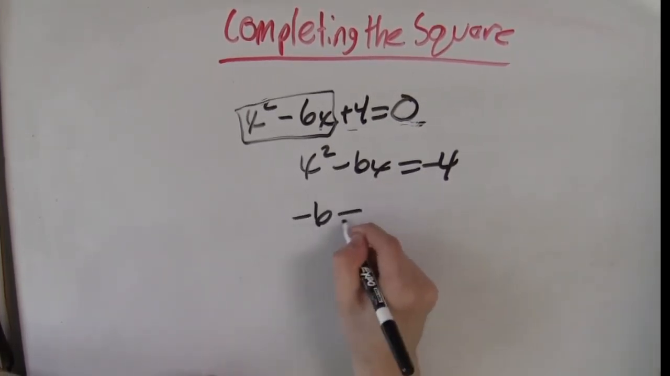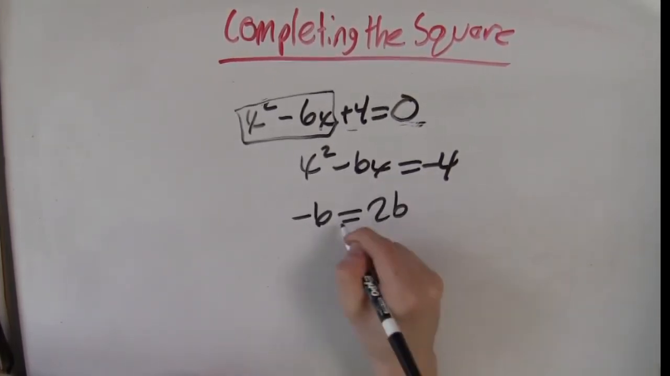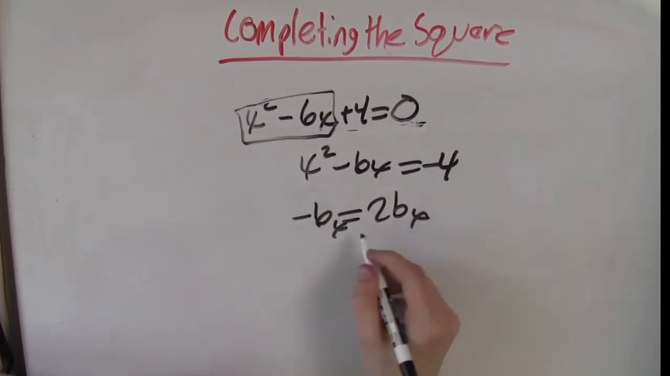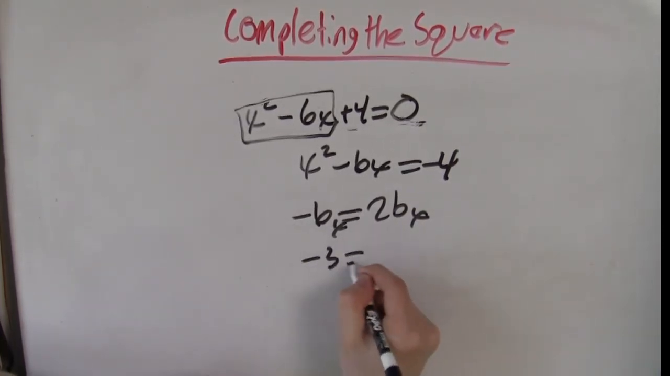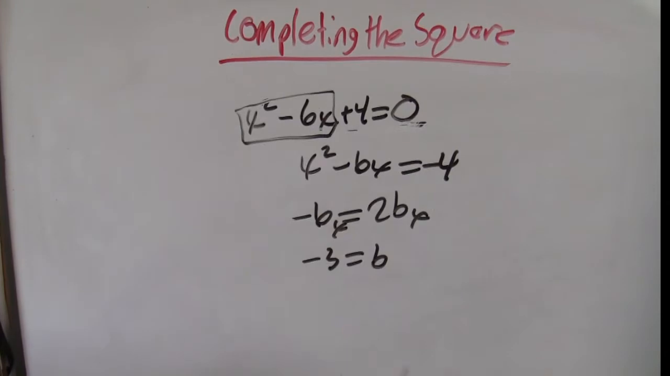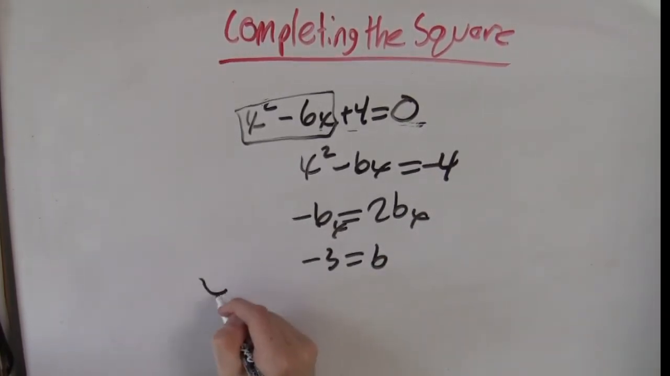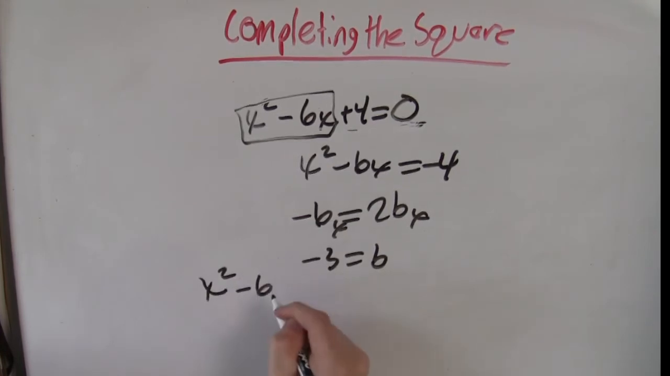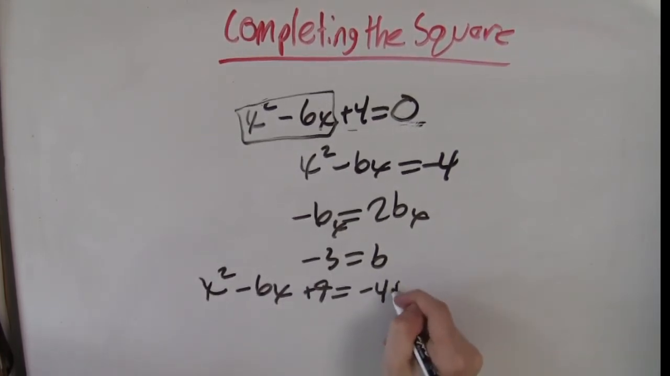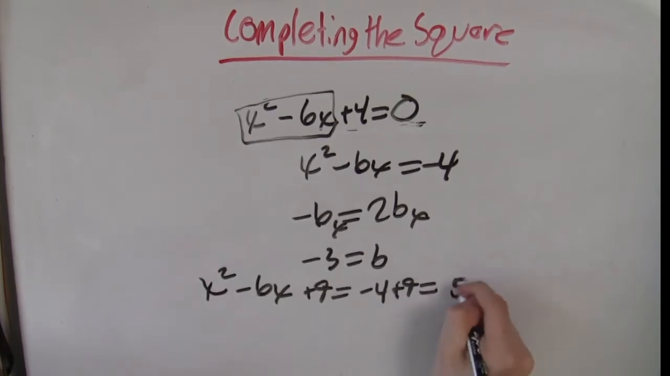Negative 6x is the 2bx term, so negative 3 is b. We want to add b squared to both sides, so we're adding 9 to both sides. That means we're going to have x squared minus 6x plus 9 equals negative 4 plus 9, which equals 5.